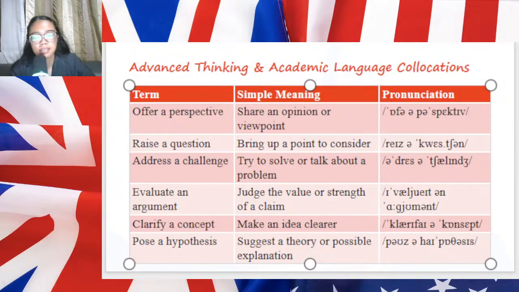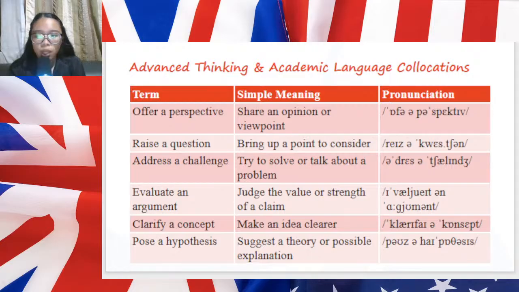Again, hypothesis. We try to put them together. We get pose a hypothesis. Again, pose a hypothesis. Hypothesis. All right. So that's the last collocation for advanced thinking in academic language collocations.